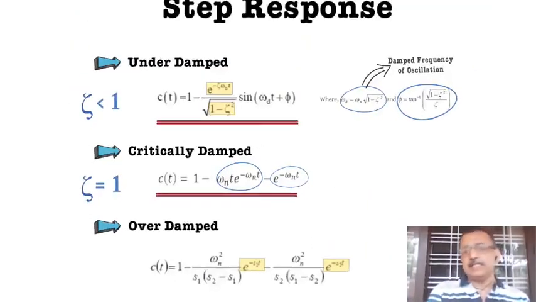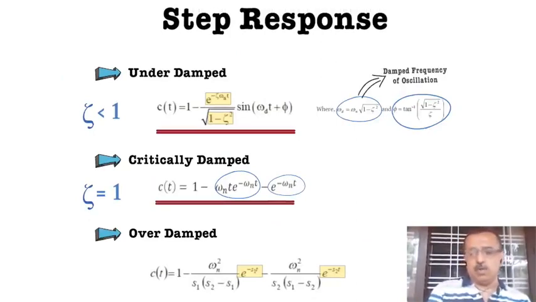So let us see the figures. These derivations are easy. I would recommend that you do the derivation. As I have said, C(s) by R(s) is omega n square divided by s square plus 2 zeta omega n s plus omega n square. So C(s) is G(s) into R(s), and you take c(t) as the inverse Laplace of C(s). You can derive this. I would recommend that all of you do the derivation. I have derived it in the last class.